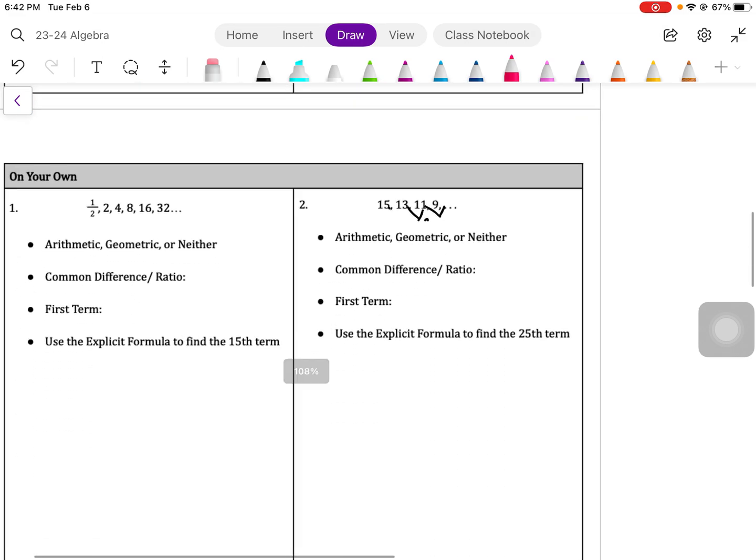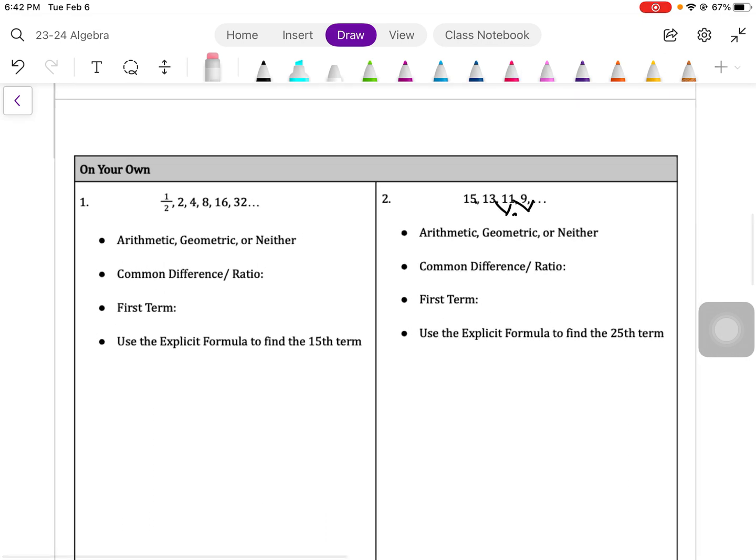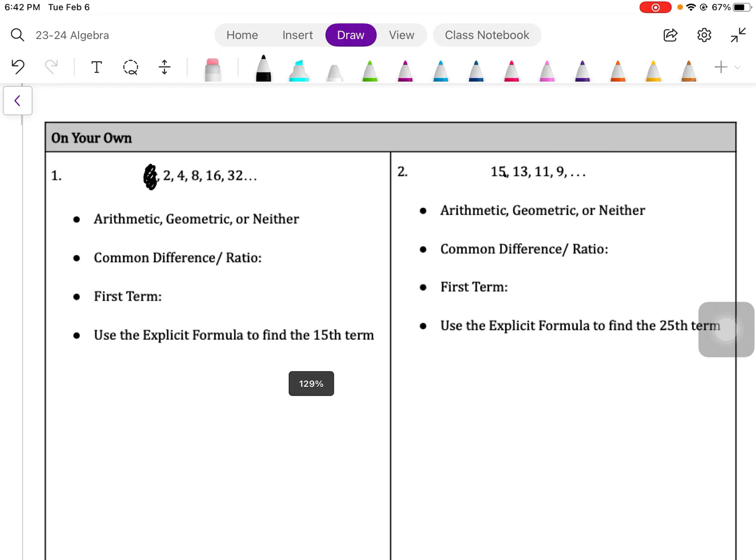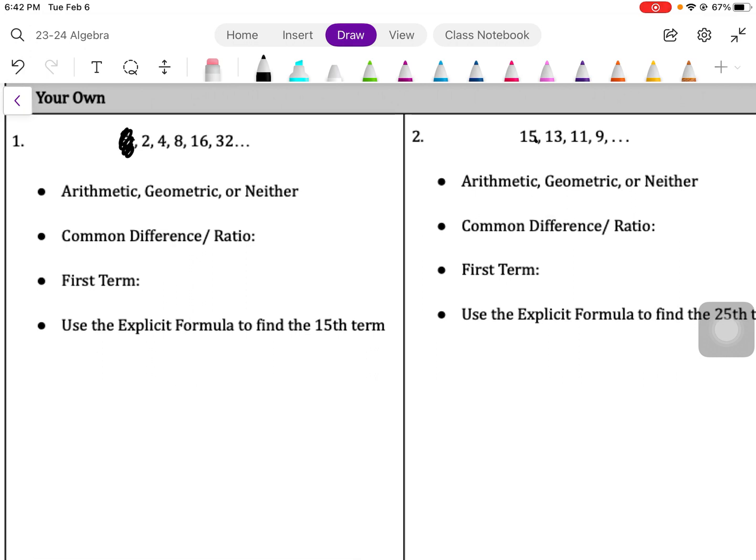Okay, all right, I would like you to try these two. I would encourage you to pause the video. I'm actually going to amend problem number 1. We're going to get rid of the 1/2 and just start with 2 as our first number in the sequence. I'm going to ask you to pause the video and complete these two, and then you can start it when you're ready to check.